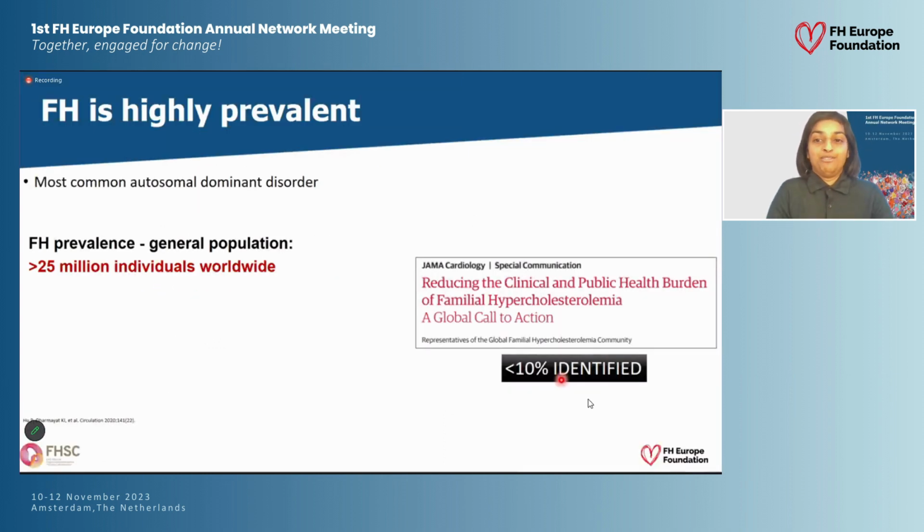I want to begin again by reminding that FH is highly prevalent, and the latest estimates suggest that more than 25 million people have FH worldwide. But overall, less than 10% have been identified to date, which means that there are more than 20 million people with FH in the world that are yet to be identified, of which more than 6 million are children and adolescents. So to contribute to improving identification of FH, the data in the FHSC registry was analyzed from the adult data set and the children cohort as well, which I will summarize.